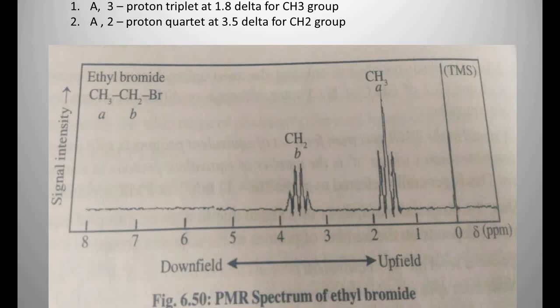While a 2 proton quartet for the CH2 group is at 3.5 delta, at 3.5 delta distance from the TMS signal. It is split into 4 due to spin-spin coupling, 3 plus 1, the n plus 1 rule. First is a triplet and second, the CH2, is a quartet.